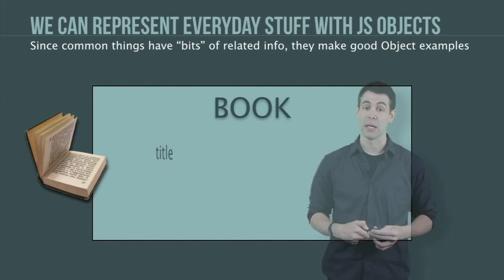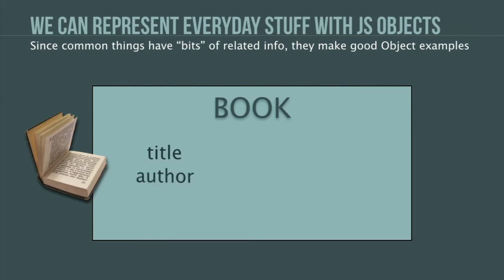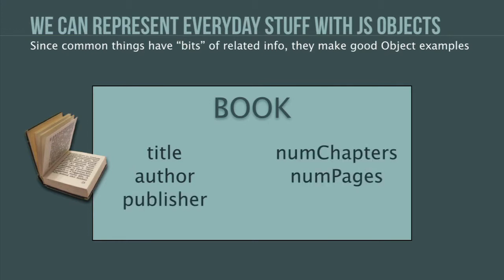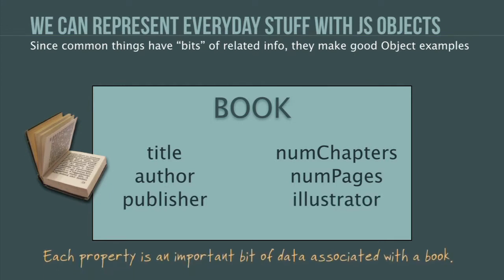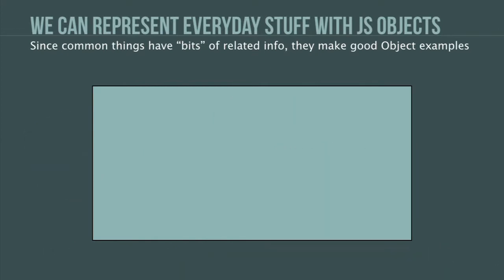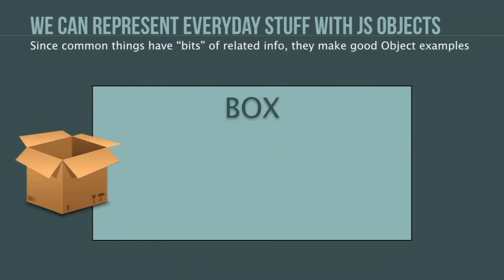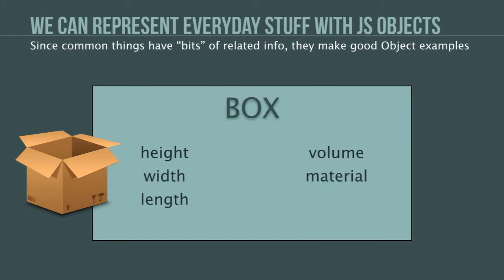Anyway, we have here some properties of a book. One would be the title of the book. That's a property. How about the author? As well as the publisher, the number of chapters, the number of pages, and the illustrator of the book. These are all bits of data associated with the book. We could also have a box. Some properties associated with the box might be the height, the width, the length, as well as the volume, the material it's made of, and whatever's inside it, the contents.